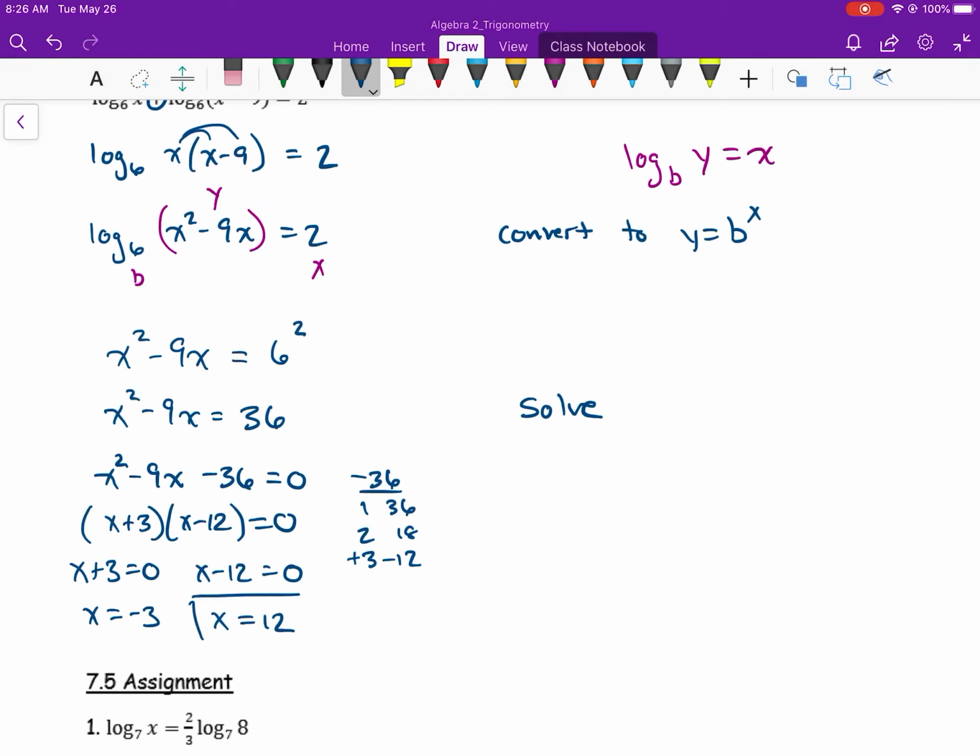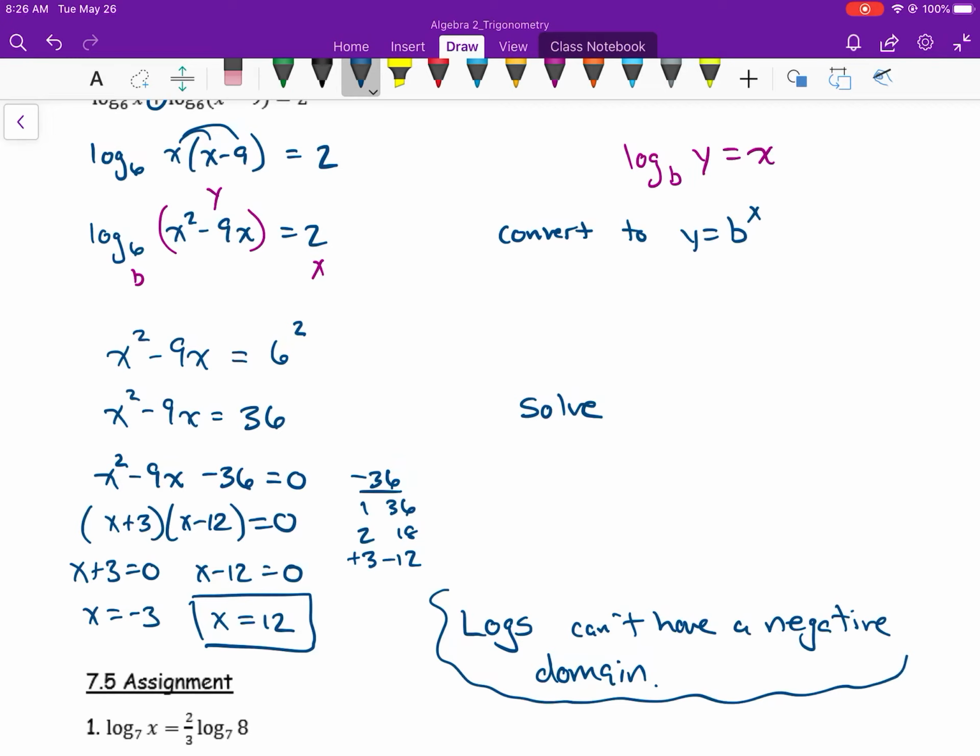So our only answer here is the positive number. Okay? So logs can't have a negative domain. Alright, so that means all of our answers will be positive. Alright, cross off that negative, and there we go.